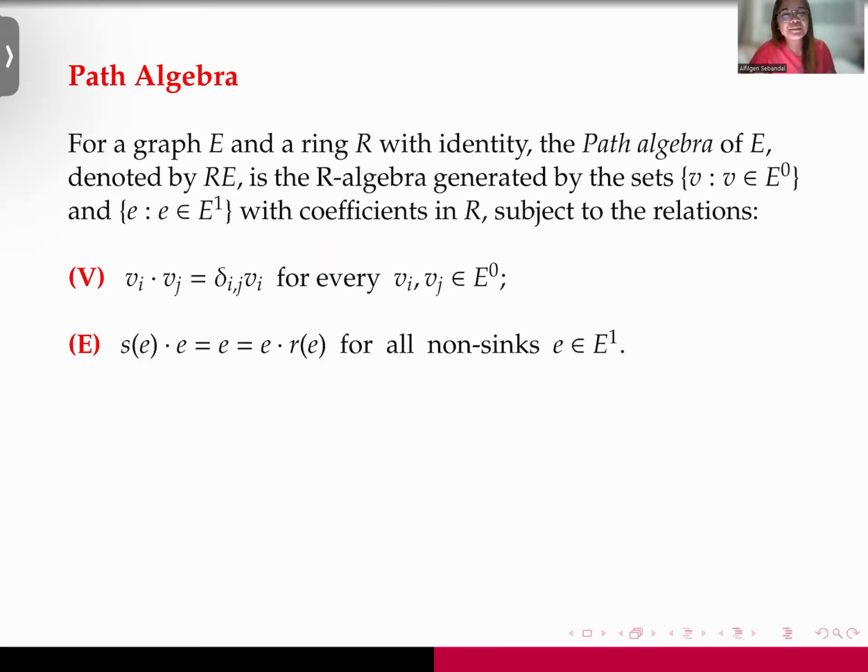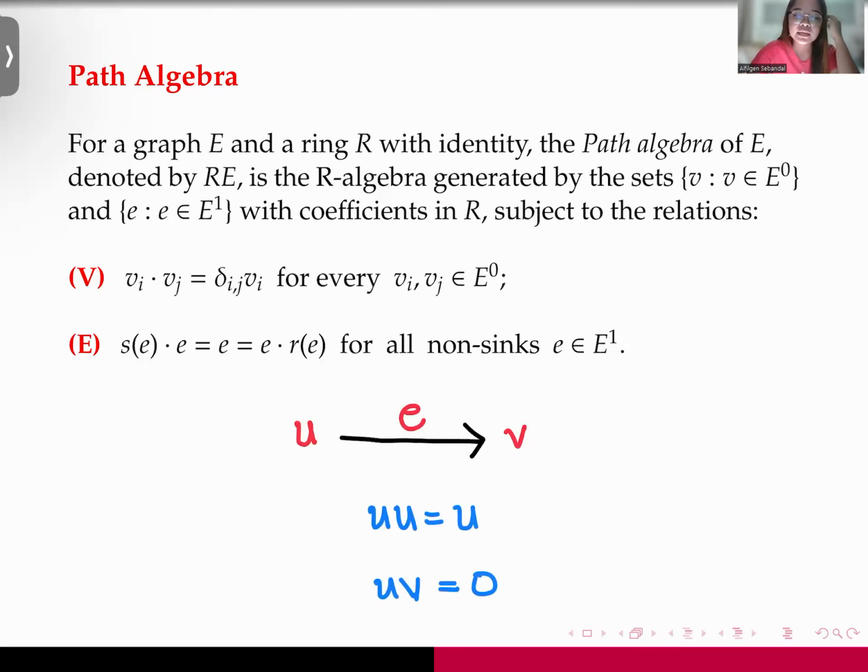Before the Leavitt path algebra, what is a path algebra? If I have a graph E and a ring R with identity, or possibly no identity, then the path algebra RE is an R-algebra generated by your set of vertices and set of edges satisfying these two relations. But what do they mean? If I multiply a vertex by itself, I just obtain the same vertex. And if they are not the same, then I send it to zero. This tells us that the set of vertices are orthogonal idempotents in your algebra.